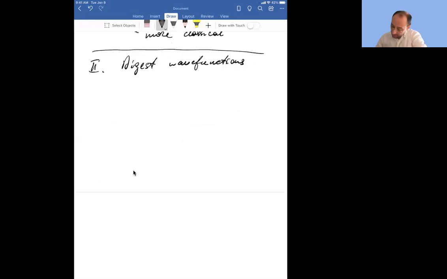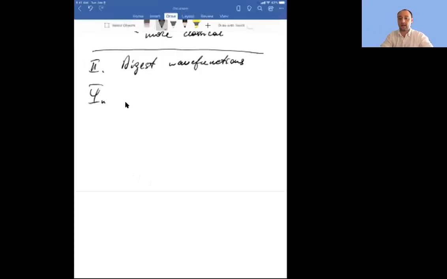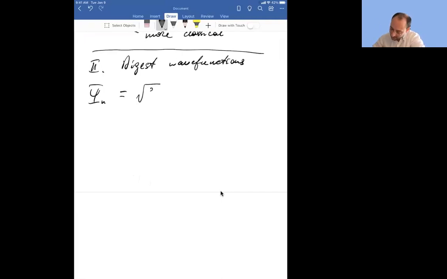Well, first of all, let me write them again. I'm not going to put explicit dependence. Yeah, I'm not going to put the explicit dependence on space and time. You should get used to that. It's given by these things.